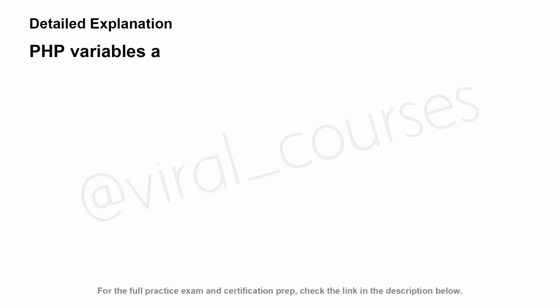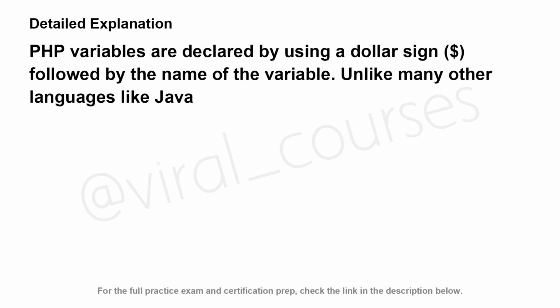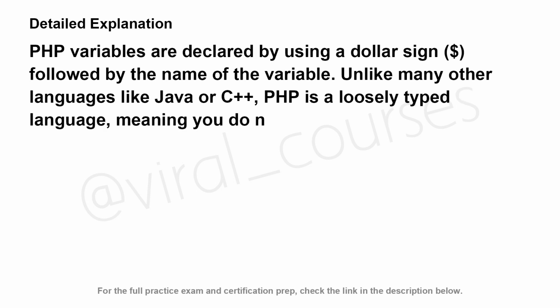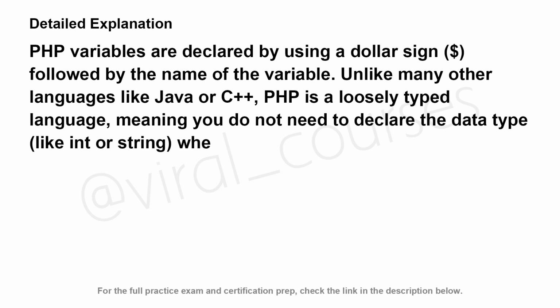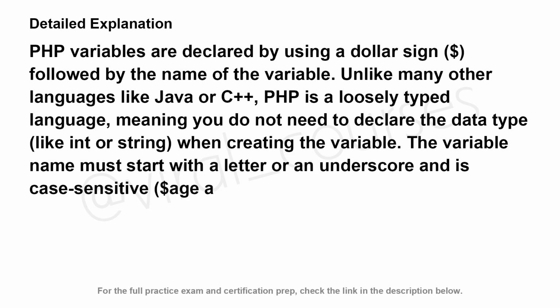PHP variables are declared by using a $ sign, followed by the name of the variable. Unlike many other languages like Java or C++, PHP is a loosely typed language, meaning you do not need to declare the data type, like int or string. When creating a variable, the name must start with a letter or an underscore and is case sensitive. $age and $Age are different.